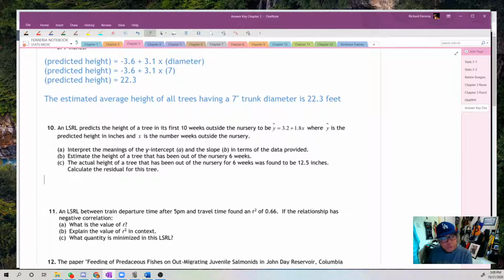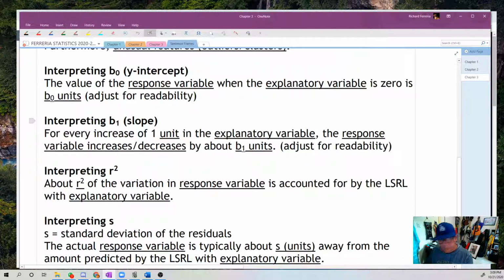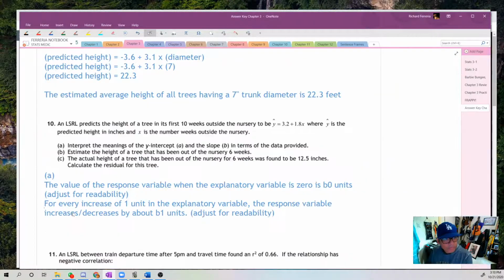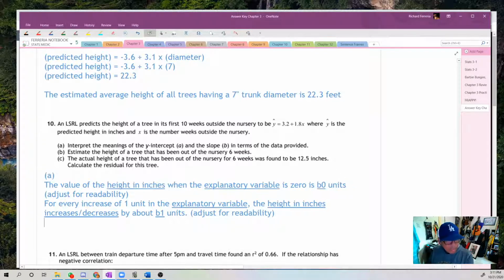So go to the sentence frames, because you're going to need the sentence frames. While we're here, let's copy the interpretations for slope and y-intercept. Now our response variable is height, so we're going to change all our response variables to be height in inches. Next, our explanatory variable is number of weeks outside the nursery, so we'll make that swap.